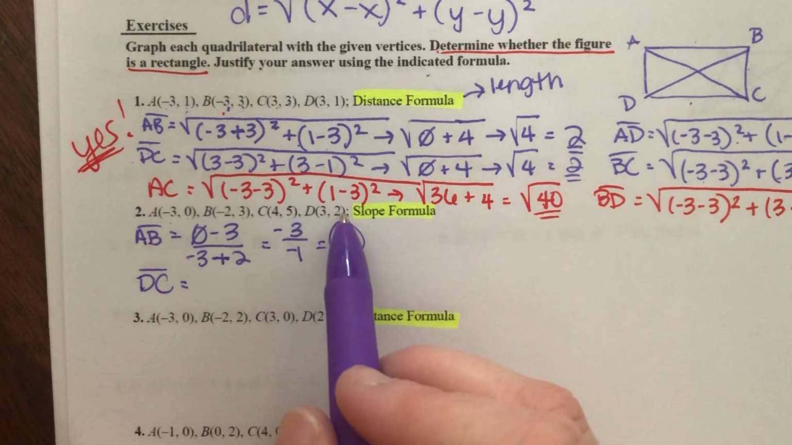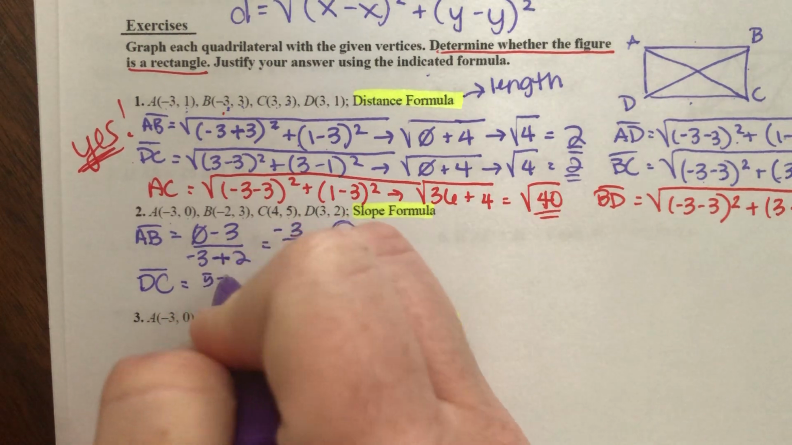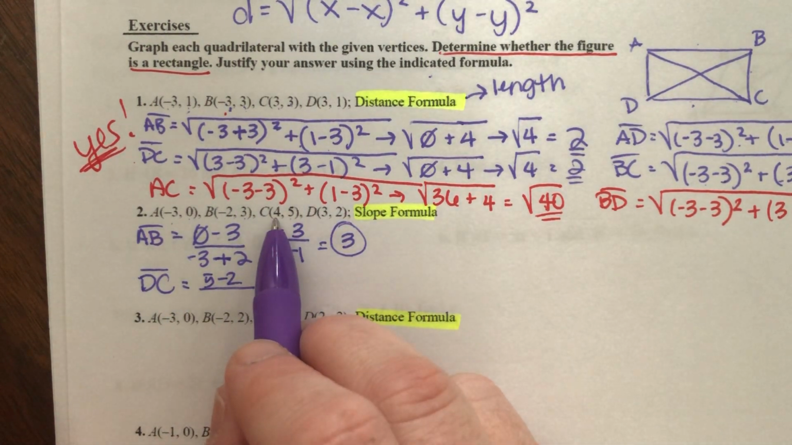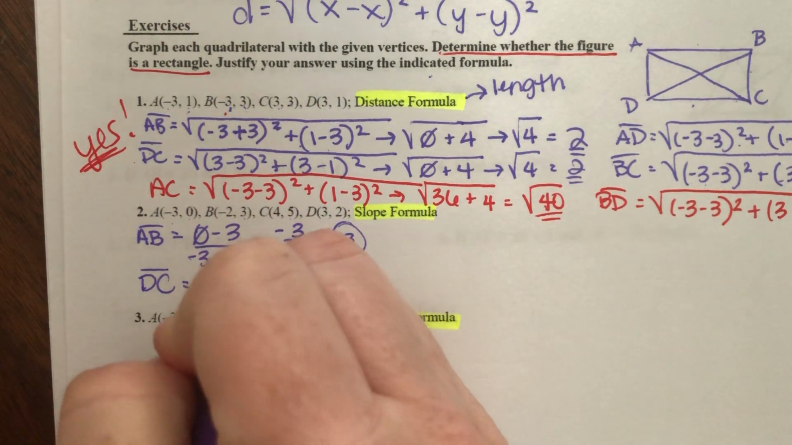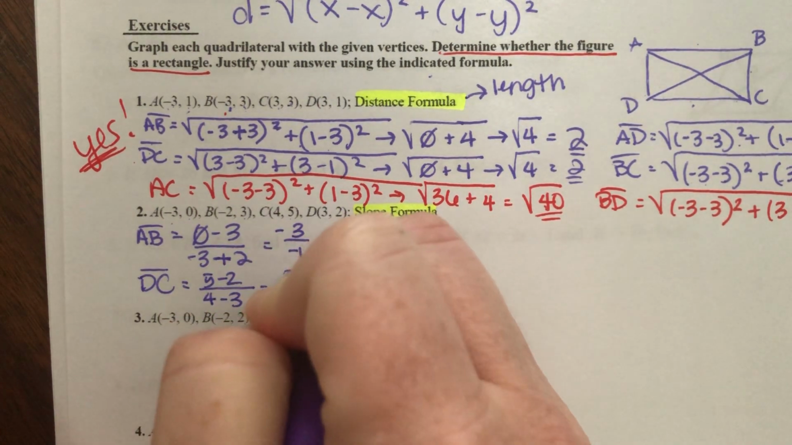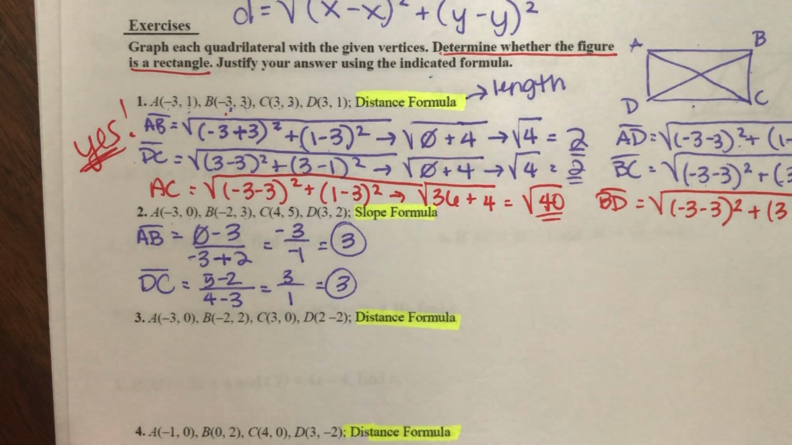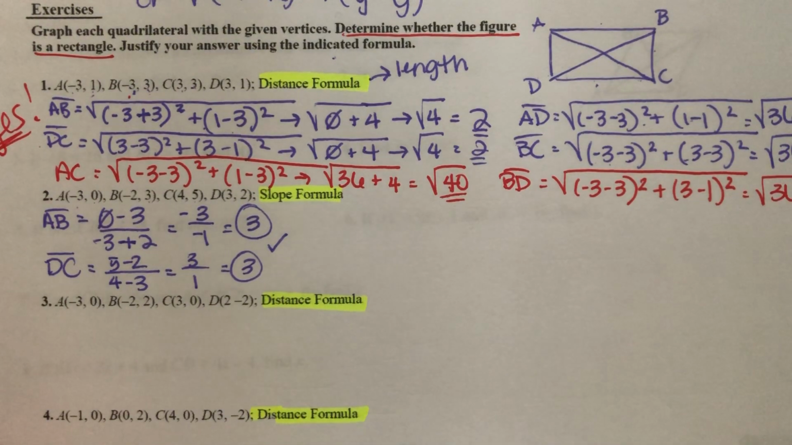Same thing, y minus y over x minus x. I'm going to do 5 minus 2 over, since I started with 5, I have to start with the 4 on the bottom, 4 minus 3. 5 minus 2 is 3, 4 minus 3 is 1. That simplifies to 3. So one set is parallel, one pair of opposite sides. Now I got to compare the other set of opposite sides.